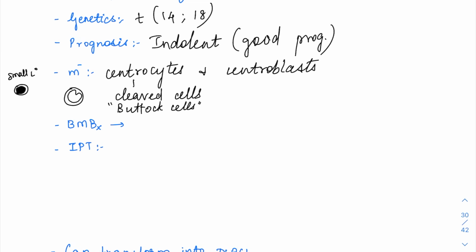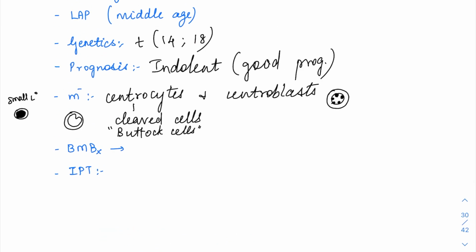Centroblasts are the most immature cells here. These cells again have a classical morphology. If this is the cell, there is a nucleus. At the periphery of the nuclear membrane, you are going to see multiple prominent nucleoli. Multiple prominent nucleoli arranged at the periphery of the nuclear membrane is going to be the classical morphology of the centroblasts.